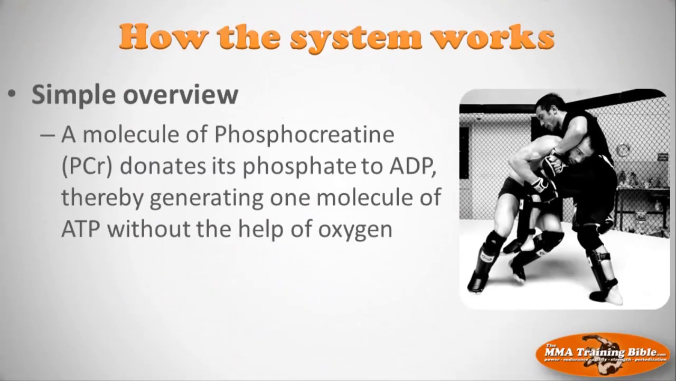So let's give you a simple overview on how this system actually works. You've got a molecule of phosphocreatine, which is denoted by PCr, and that will break apart and donate its phosphate molecule to ADP, which generates 1 molecule of ATP, and it doesn't require oxygen. It's anaerobic.